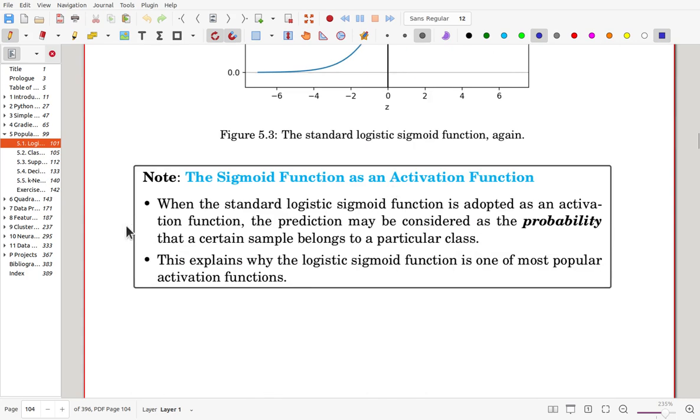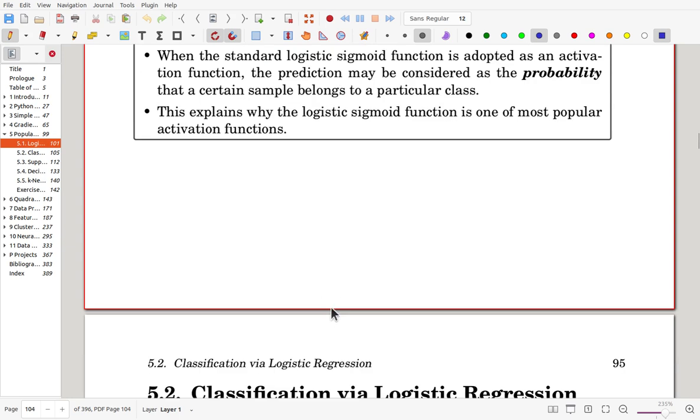So here, when the standard logistic sigmoid function is adopted as an activation function, then the prediction may be considered as the probability that a certain sample belongs to a particular class. This explains why the logistic function is one of the most popular activation functions. That is the end of section 5.1.